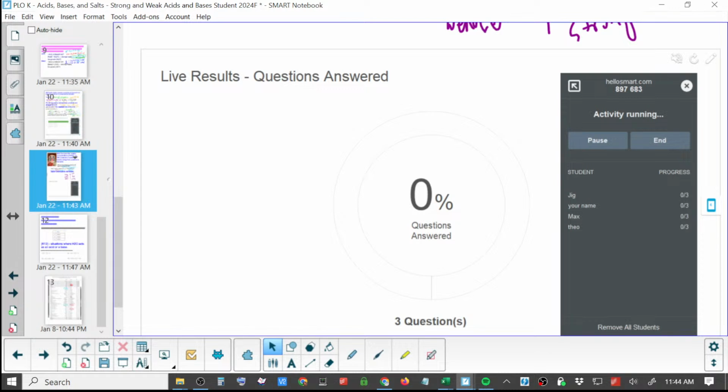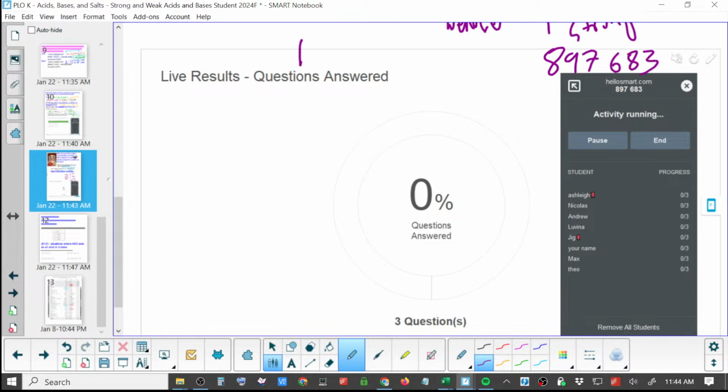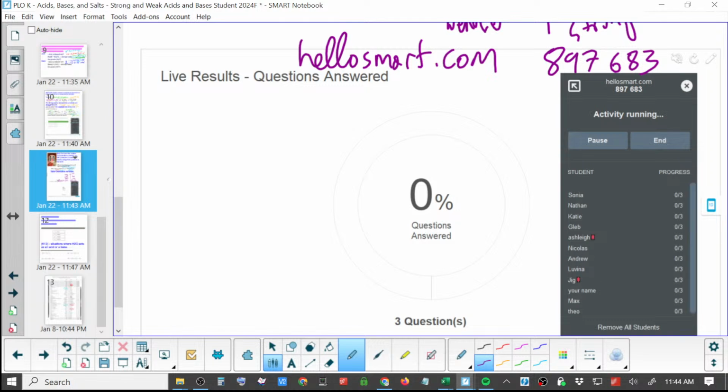HelloSmart.com 897683. Wait, what was the answer for the last one, sorry? Cl minus. What is that website called again? HelloSmart. I don't know why sometimes it puts a little red phone next to it. But there's lots of people on their phones where it doesn't do that. I think it indicates it might have disconnected or something. When they reconnect, I think it disappears.